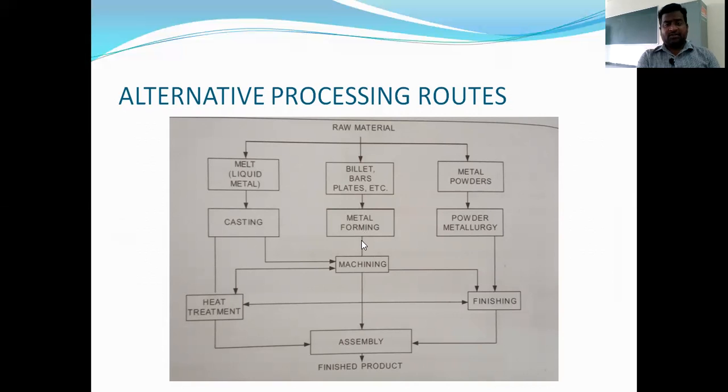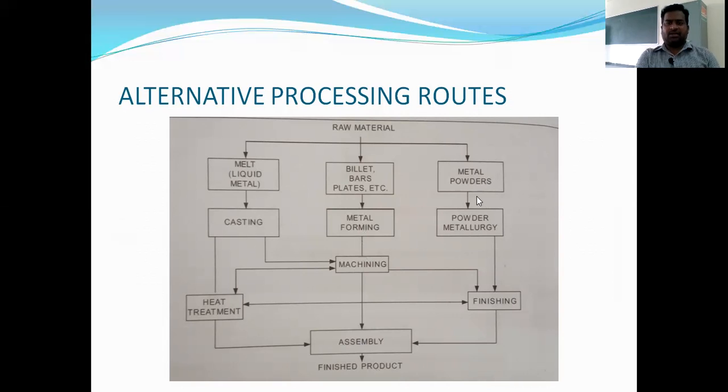After the metal forming, any unwanted material present on the product is removed, so we go to the machining, remove the unwanted material, and send it to the assembly. After the assembly, the finished product will come, right.